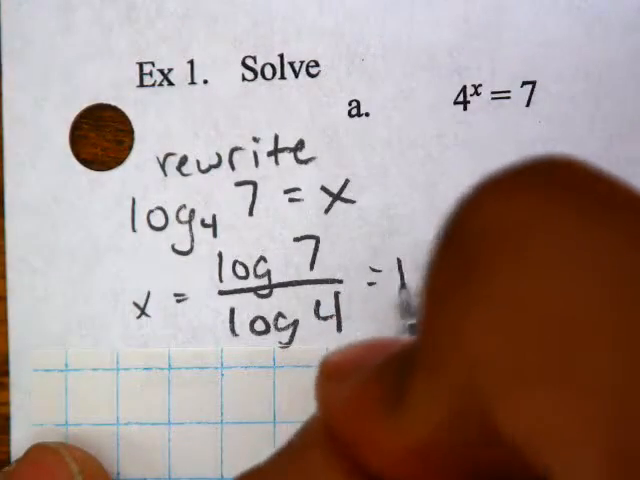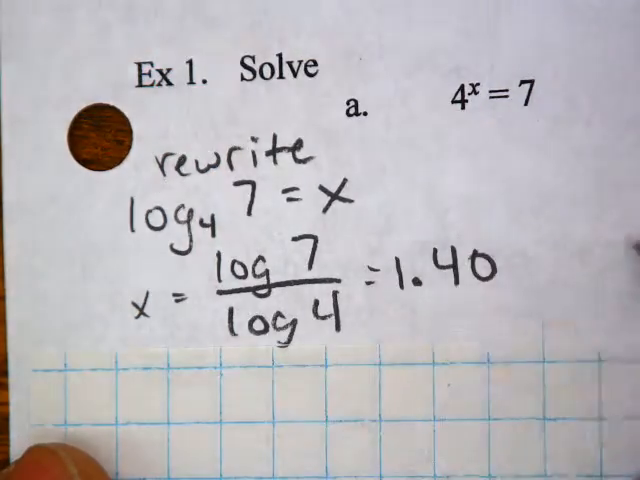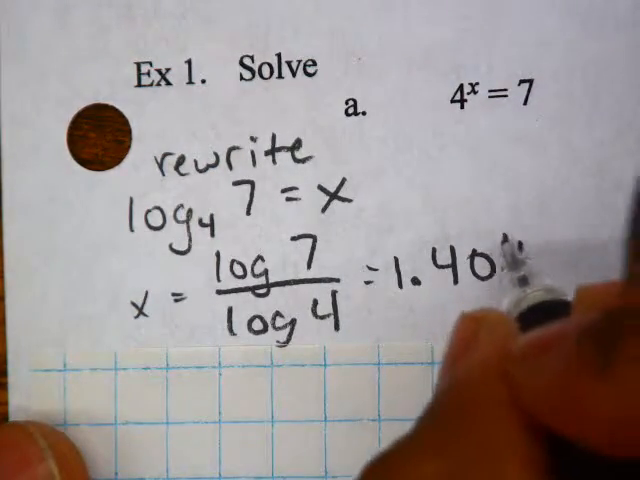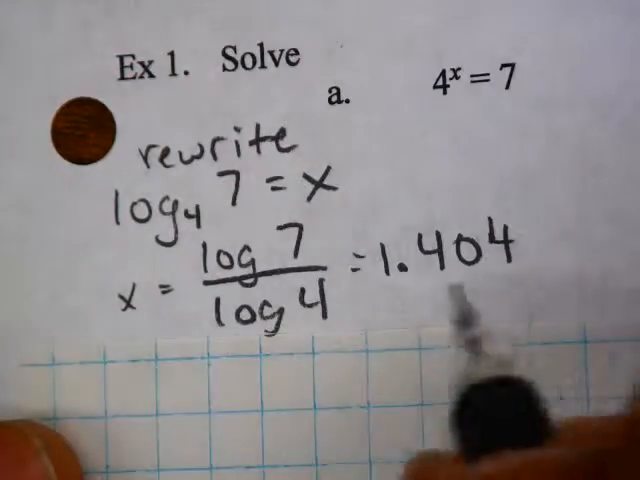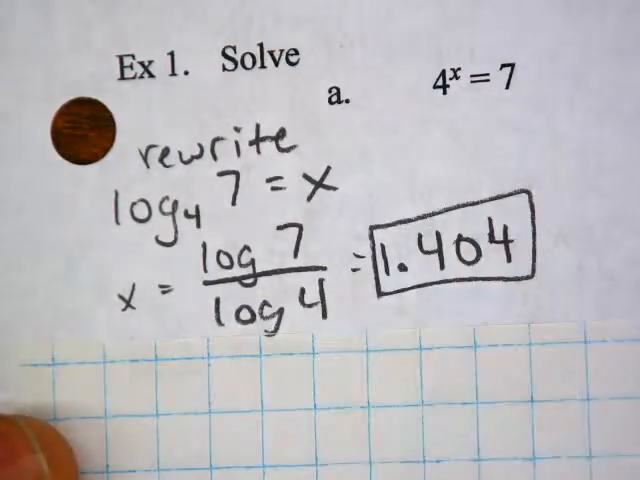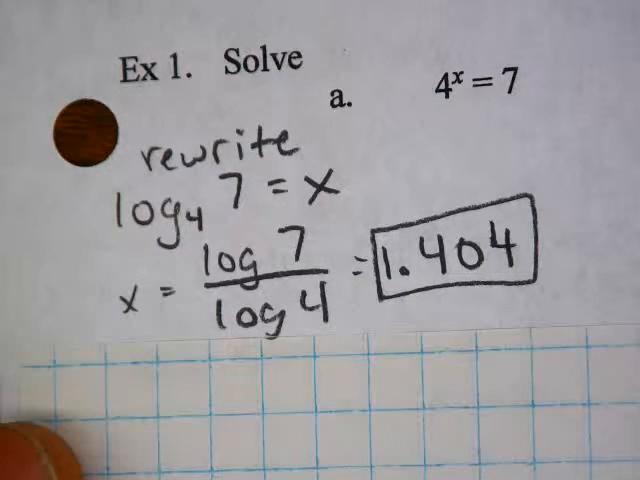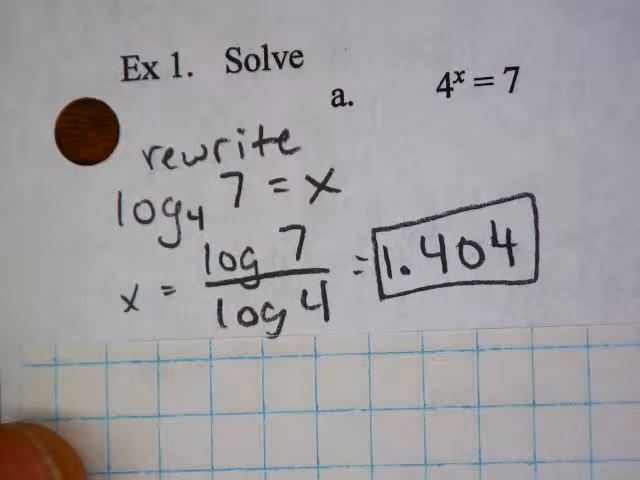1.4036. I think on your test I'll ask for 3 decimal places, so let's just practice doing 3 decimal places. That's 1.404. So that's kind of the one way to solve this problem.